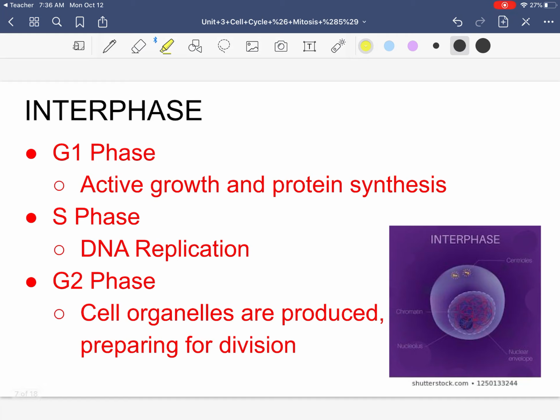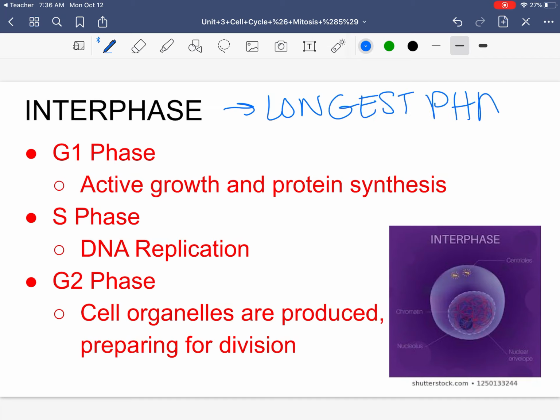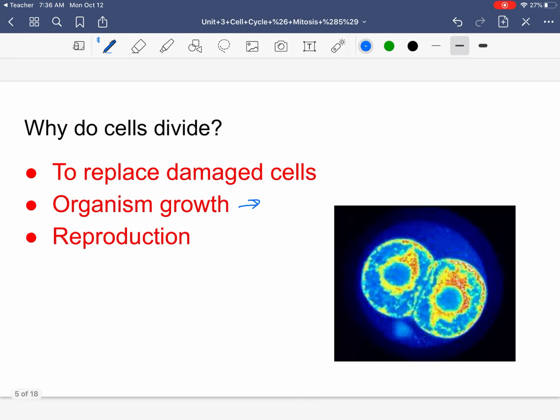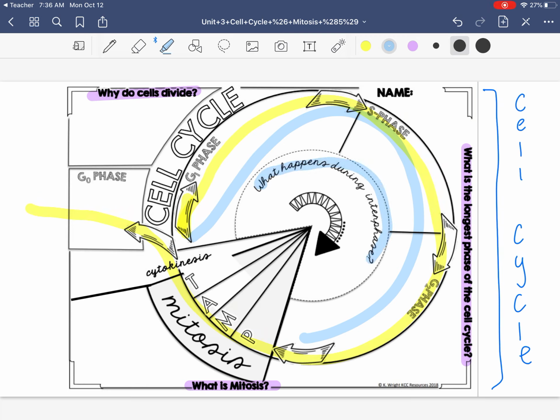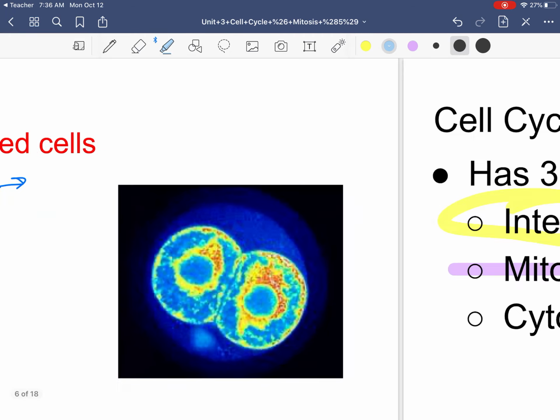So, interphase, I'm going to just write that it's the longest. So, interphase, if we go back to your notes, is going to be, let's do blue, all of this. So here it says what happens during interphase. This whole thing is going to be interphase. So you can see that it takes up probably more than 3/4 of the cell cycle.